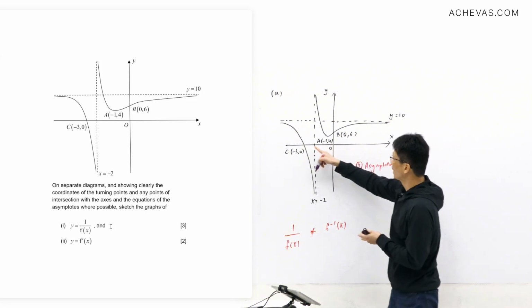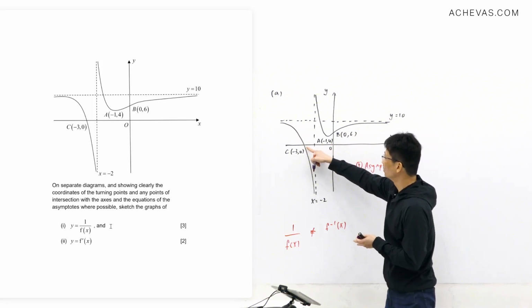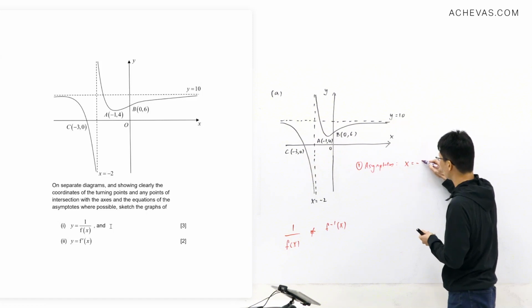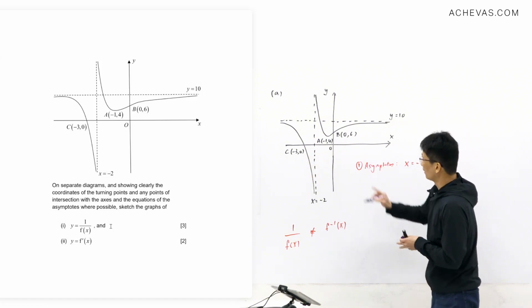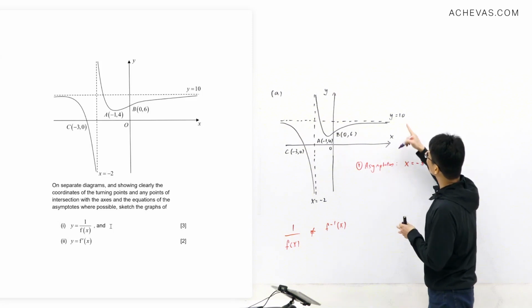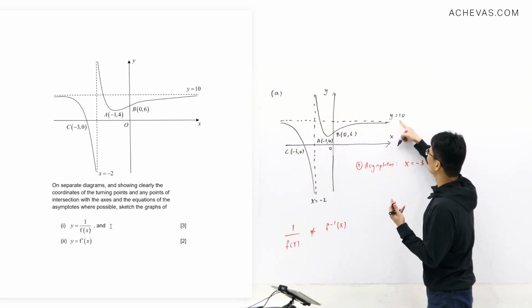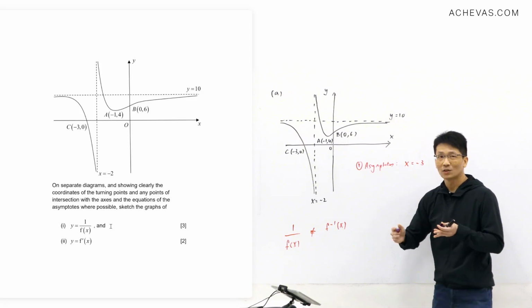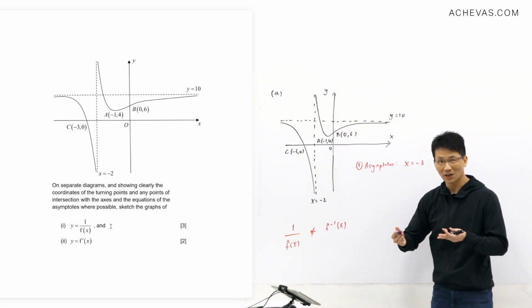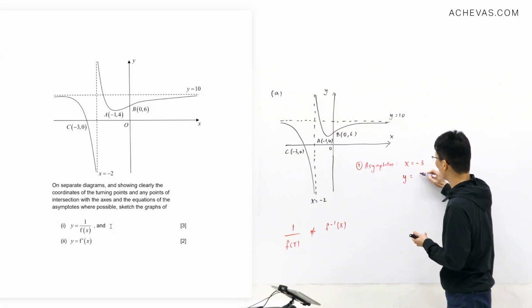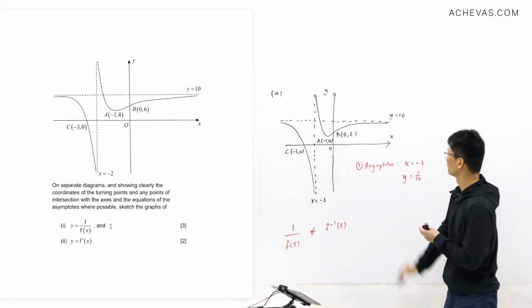So we have one x-intercept here, x equal to -3. So there will be one vertical asymptote, x equal to -3. All right, there are no more x-intercepts, so that's the only vertical asymptote. The original graph has a horizontal asymptote at y equal to 10. So when you do a reciprocal of y equal to 10, you will get a new horizontal asymptote at y equal to 1 over 10.